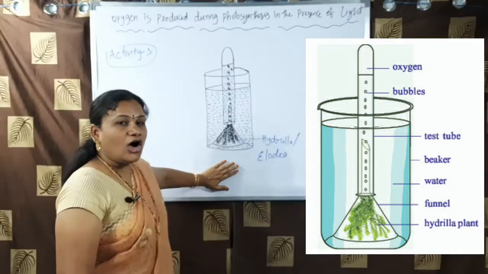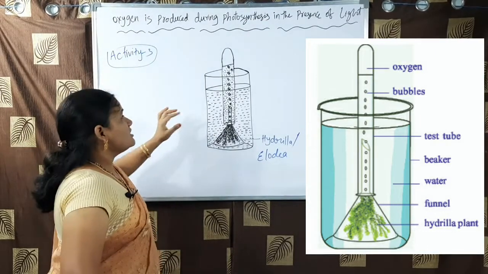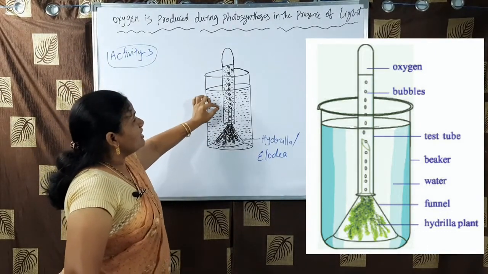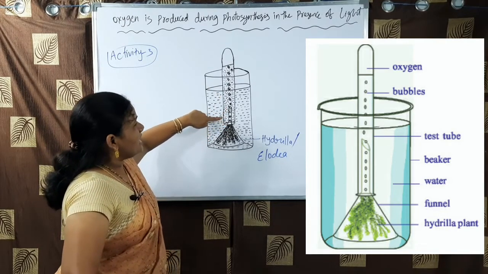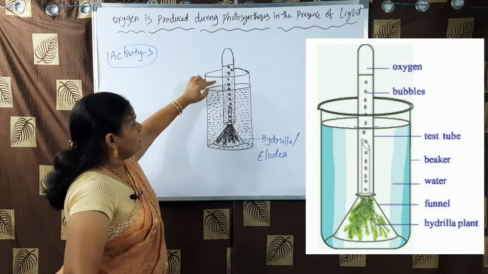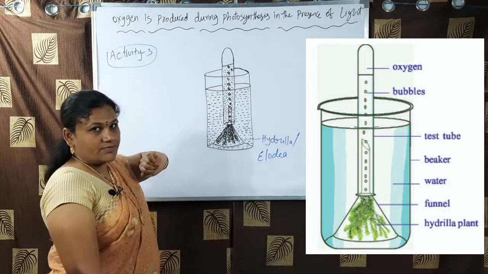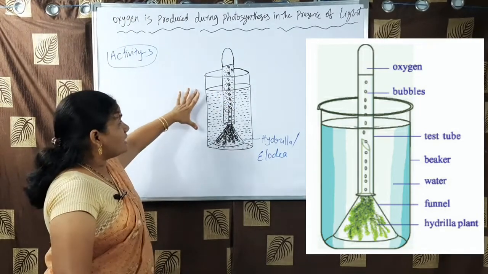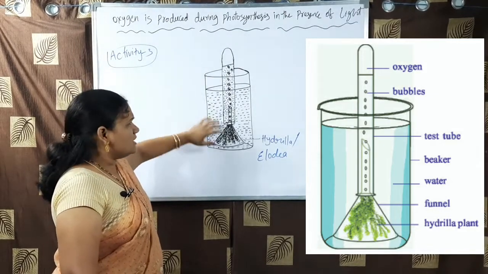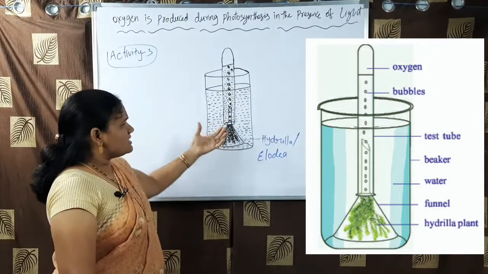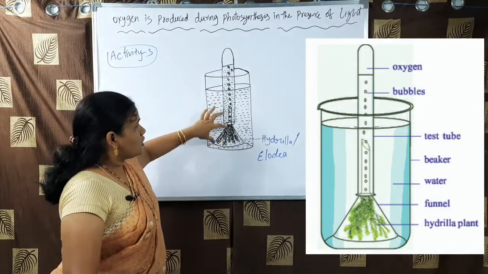After 2 to 3 hours, if we observe the setup under sunlight, some kind of gas bubbles are evolving from the short stemmed funnel. These gas bubbles are increasing. The water level in the test tube is going to decrease. As well, the water level in the beaker will increase. So by this we can say that some kind of gas is evolving from this short stemmed funnel.